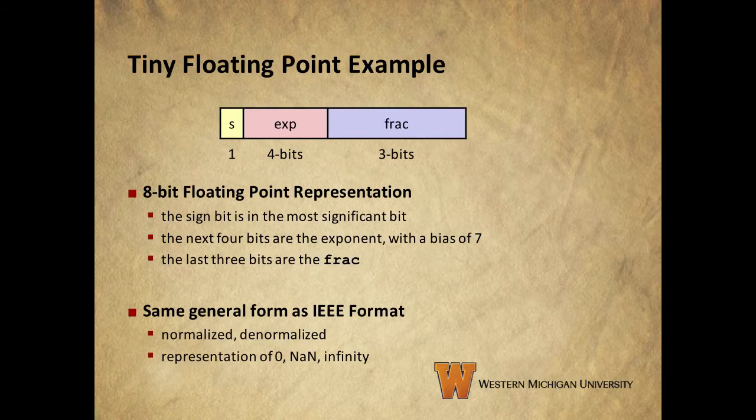Let's use a tiny little 8-bit floating point representation to keep things simple. In this case, we'll use the most significant bit as the sign bit, just like with normal floating point representations. We'll use the next 4 bits for the exp field and the final 3 bits for the frac field. Because we have 4 exponent bits, we'll have a bias of 2 to the third minus 1, or 7. With this small representation, we can still use the same general format as the IEEE format and represent normalized, denormalized, and special values like zeros, not a numbers, and infinities.